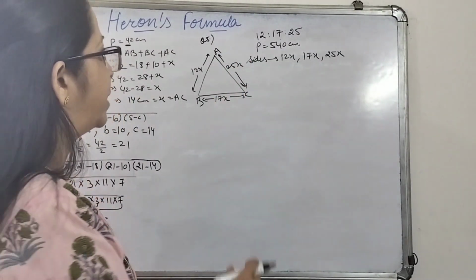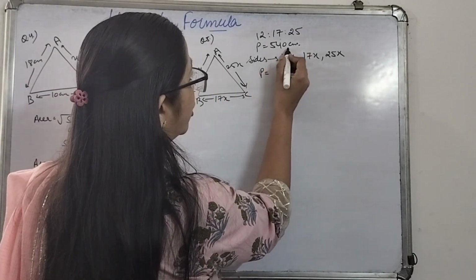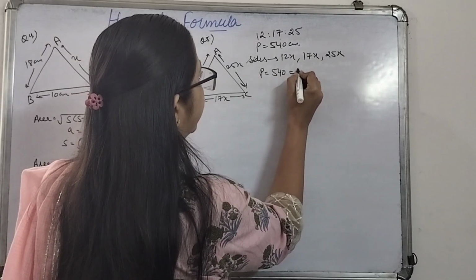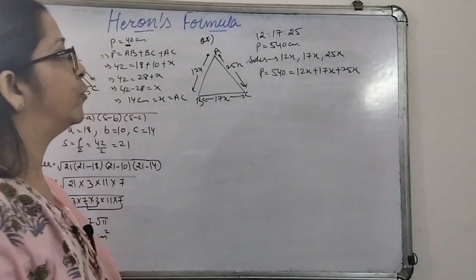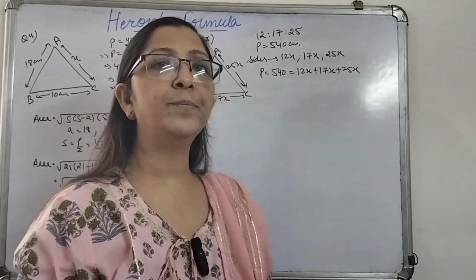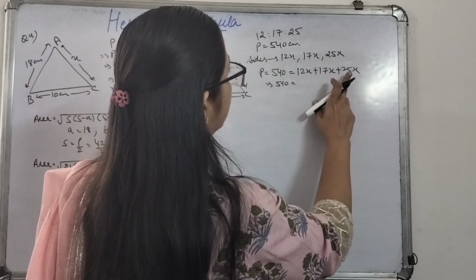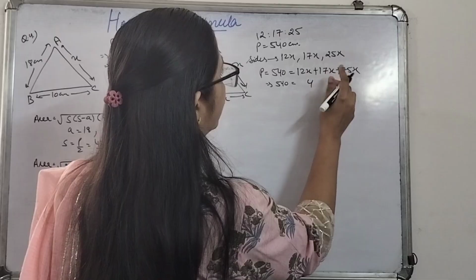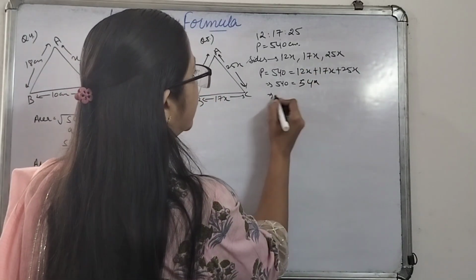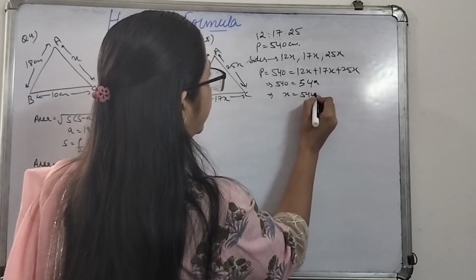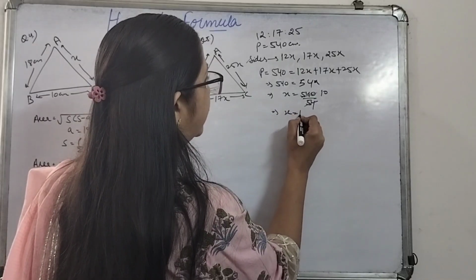So what is the perimeter? Perimeter is the sum of all the three sides. So perimeter is equivalent to 540. It is equivalent to 12x plus 17x plus 25x. Sum of all the three sides will give us the perimeter of the triangle. So 540 is equivalent to 12 plus 17 plus 25, which is 54x. So what will the value of x be? 540 divided by 54, so it is 10. So the value of x is 10.